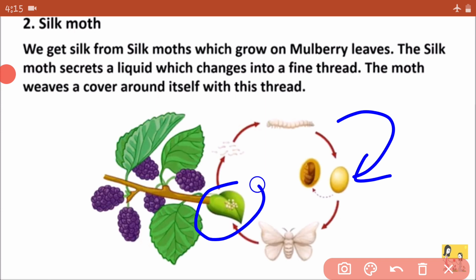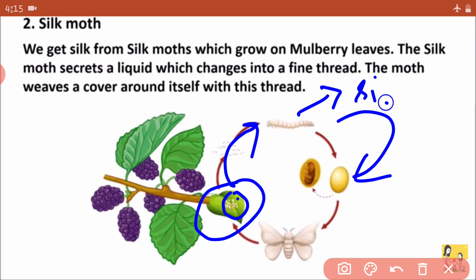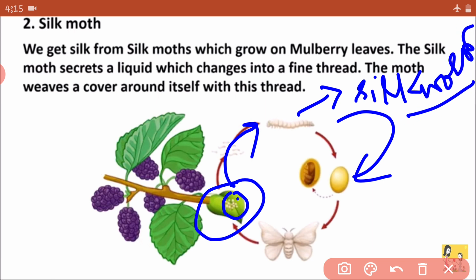See here, you can see the leaf of a mulberry tree, where you can see the white colored eggs of the silkworm. After hatching from the eggs, it will change into its larval stage, known as silkworm. This silkworm weaves a cover around itself, right? That cover is known as a cocoon.